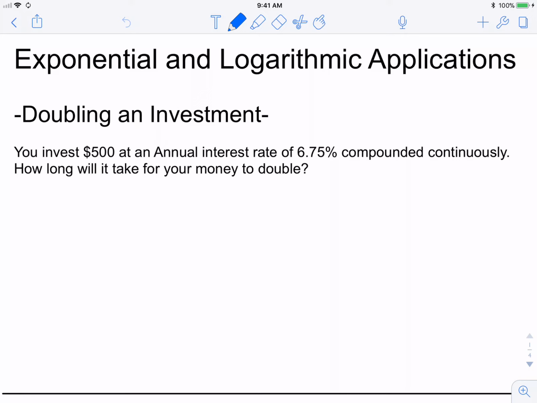So let's get started. Let's say you invest $500 at an annual interest rate of 6.75% compounded continuously. How long will it take for your money to double?